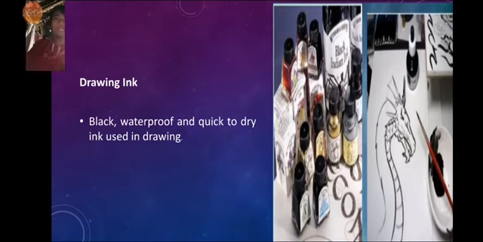Then, we have here drawing ink. Drawing ink is black, waterproof, and quick to dry ink used in drawing. So, these are the drawing inks. We are very familiar with this. It has different uses. It can be used in a pentel pen. These inks have different uses. To highlight the area, the surface that we are drawing, we need to use this drawing ink so that it is visible.